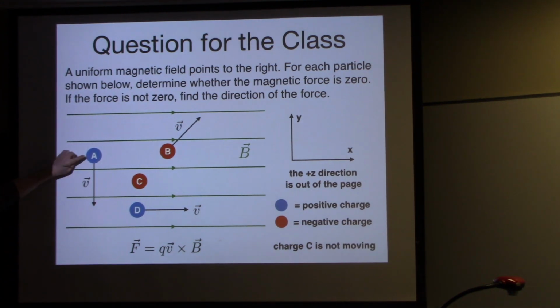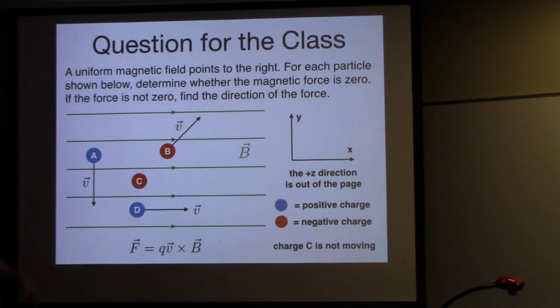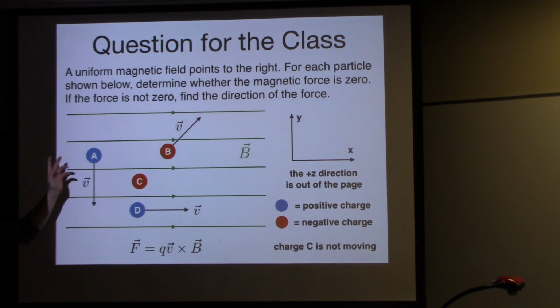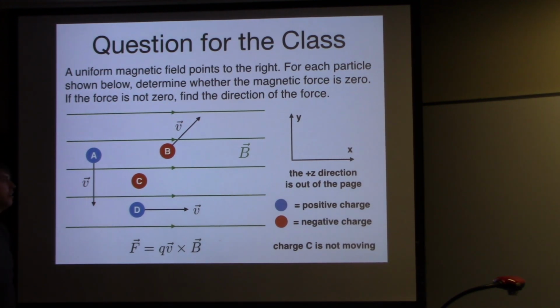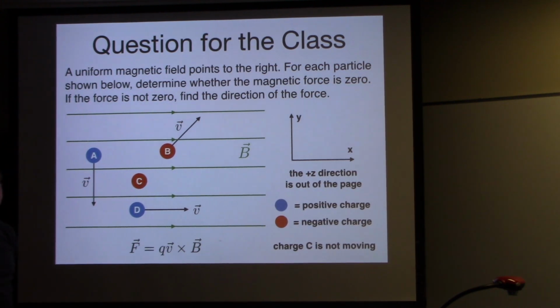First, is the force on charge A going to be 0? Well, I think the answer is no, obviously, because the only way when we have 0 force is if the velocity is going at 0 degrees or 180 degrees to the B field lines, but in this case, the velocity is at 90 degrees to the B field lines, so it's not going to be 0 force. Okay, let's find the direction of the force in that case.